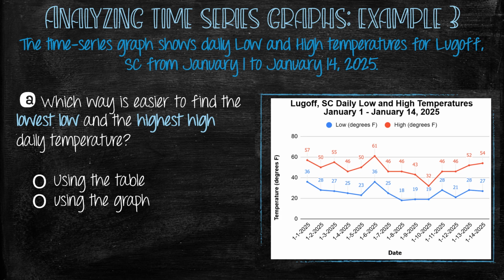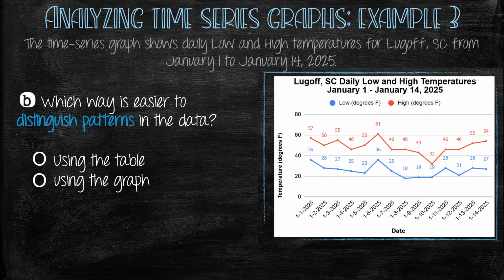So which way is easier to find the lowest low and the highest high daily temperature? Pretty sure it's using this graph. B, which way is easier to distinguish patterns in the data? I think it's much easier to distinguish patterns when you're using the graph instead of looking at numbers in a table.